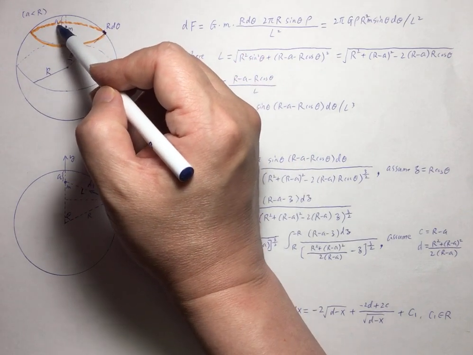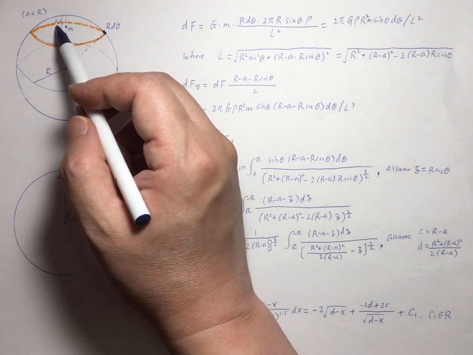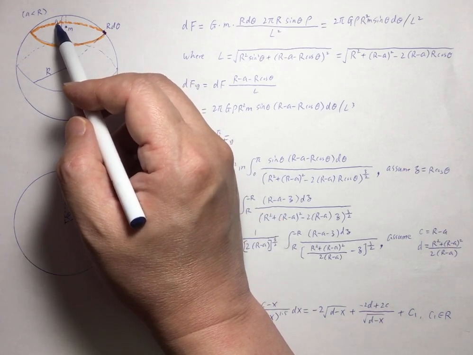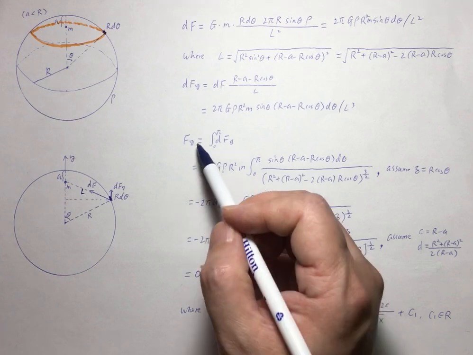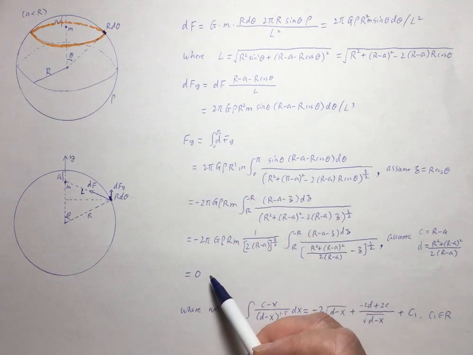Remember, when we pick a here, it's random. Eventually, regardless of the value of a, Fy is 0. So this way we proved part of Newton's shell theorem.